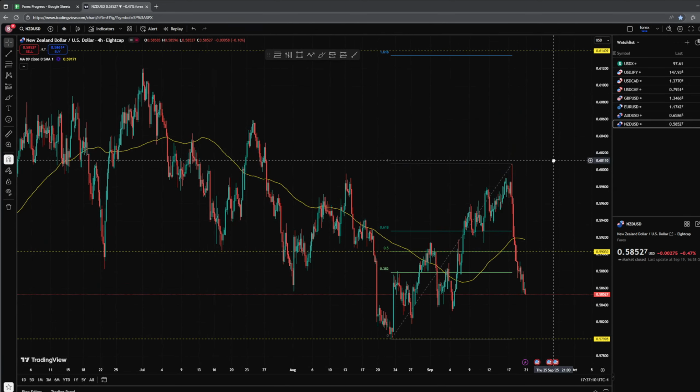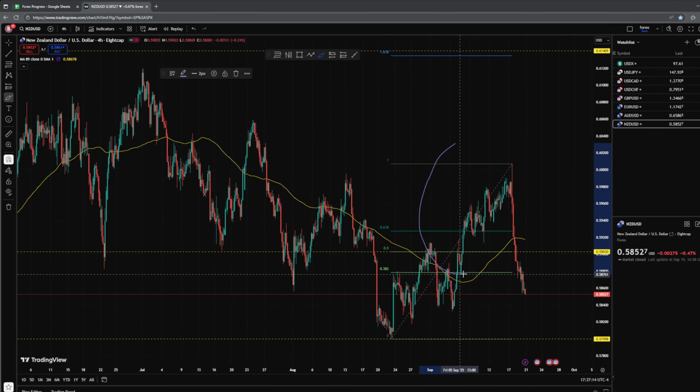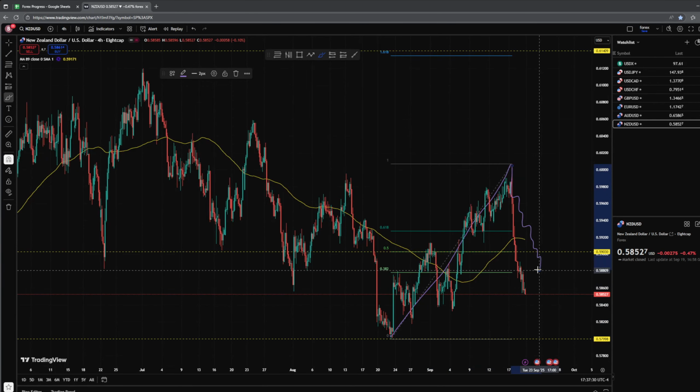Okay, New Zealand dollar USD. So here, of course, market is behaving consistently above the yellow moving average line, right? So that indicates the original trend is up. So we have nice up leg like this, and market has been retracing consistently into 50 to 60% zone here.